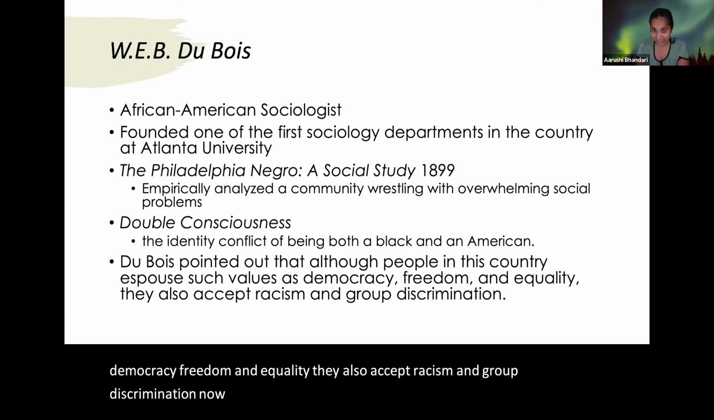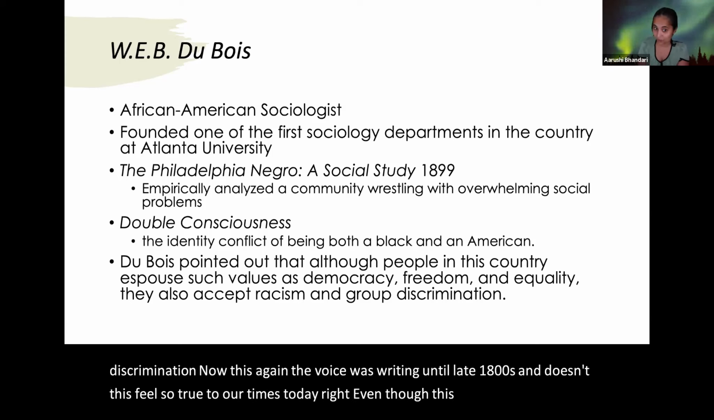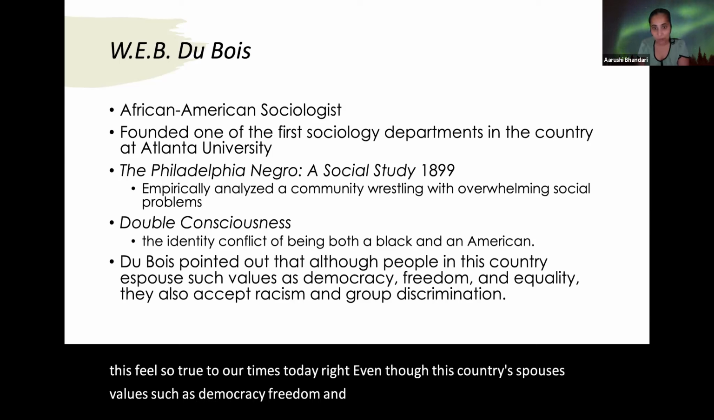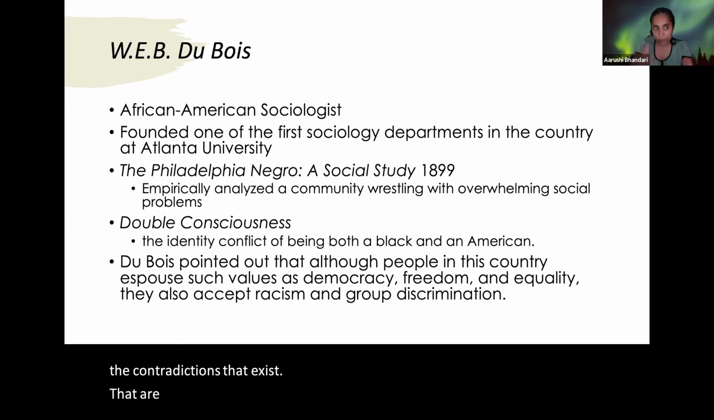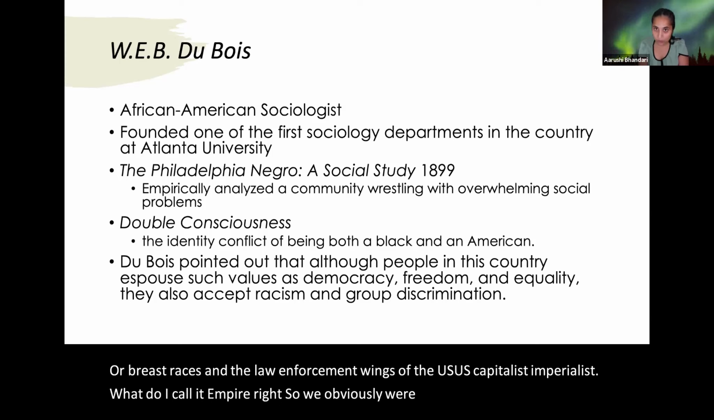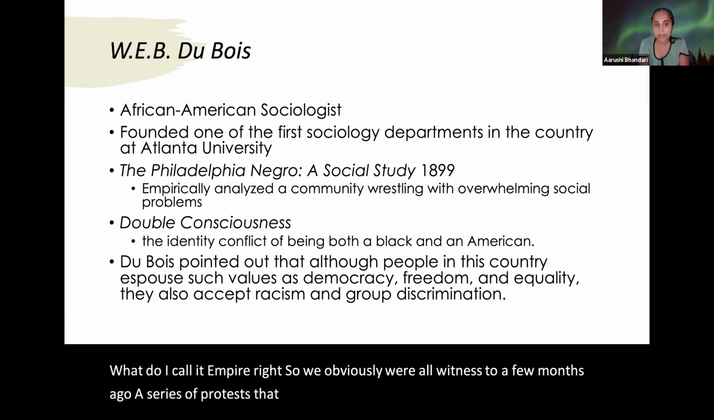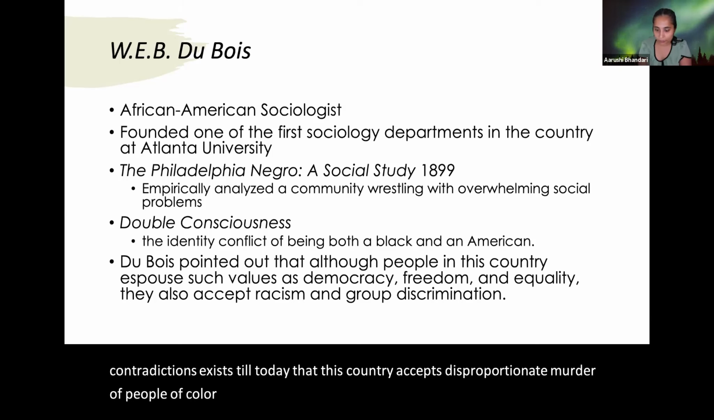Now this, again, Du Bois was writing in the late 1800s, and doesn't this feel so true to our times today, right? Even though this country espouses values such as democracy, freedom, and equality, they also accept racism and group discrimination. I mean, we are in this country finally coming to grapple with the contradictions that exist between oppressed races and the law enforcement wings of the US capitalist imperialist, what do I call it, empire, right? So we obviously were all witness to a few months ago a series of protests that erupted across the country because of these very contradictions that exist still today, that this country accepts disproportionate murder of people of color, especially Black and brown people. All right, so that's Du Bois.